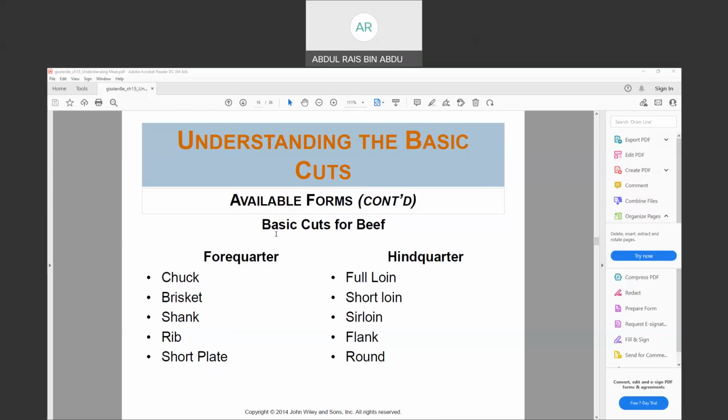In order to identify which cuts fall under which part of the cow, for example, let's imagine one carcass of a cow and it has two parts: the fore quarter, the front part of the cow, and the hind quarter, the back of the cow. To get a better picture of where all these parts are, let's see the diagram that I will share.